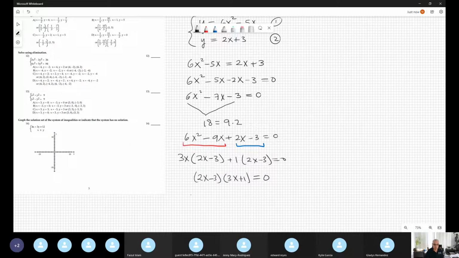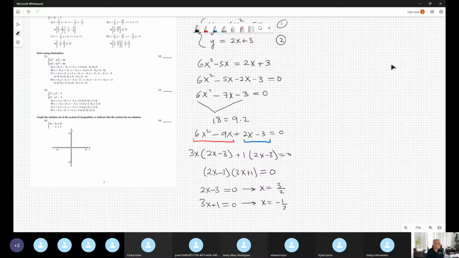Therefore, we have 2x minus 3 equals 0, then x alone is 3 over 2 positive. And the other is 3x plus 1 equals 0, so x equals negative 1/3. So far it's okay. Everyone follow me? Yes or no?